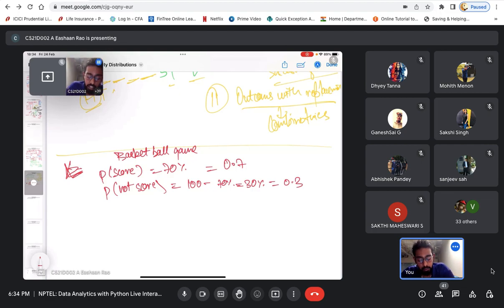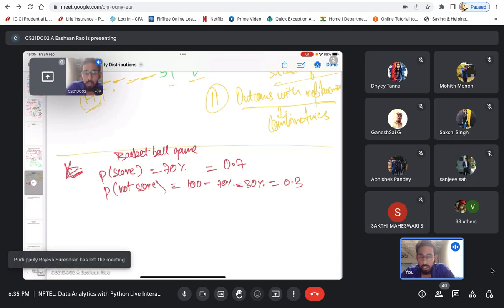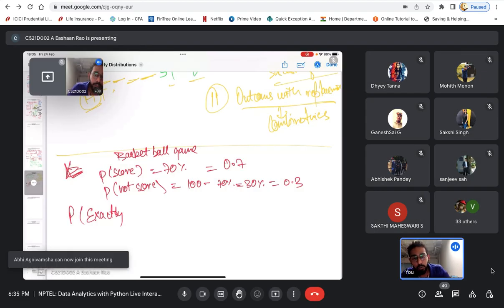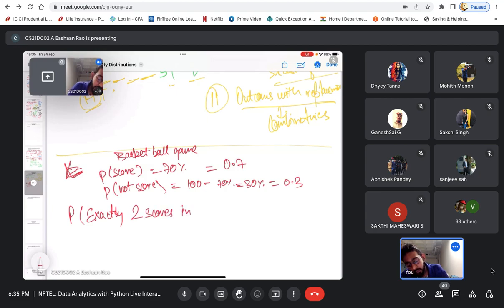So if I am in a basketball game, trying to score, there is a 70% chance that I will get a basket, or a 0.3 chance that I am not able to get a basket. Now the question would be like: I have attempted 6 times. I've tried to throw a basketball into a basket 6 times. Exactly how many times can I score? Exactly 2 times in 6 attempts.